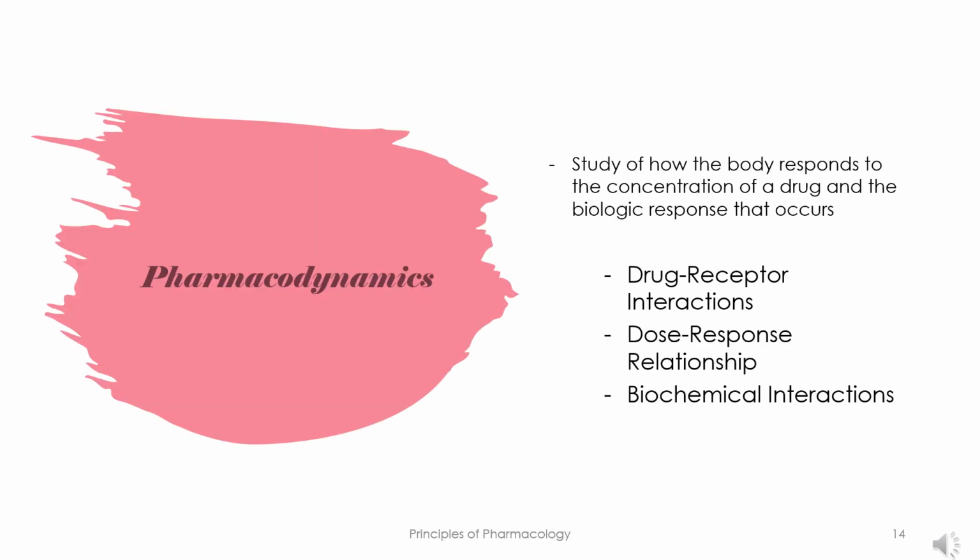Okay, so that was a quick review of pharmacokinetics. Remember, a drug moves through the body via absorption, distribution, metabolism, and excretion. Now we are going to discuss pharmacodynamics. Pharmacodynamics is the study of how the body responds to the concentration of a drug and the biologic response that occurs. In this section, we will go over drug receptor interactions, dose-response relationships, and biochemical interactions.